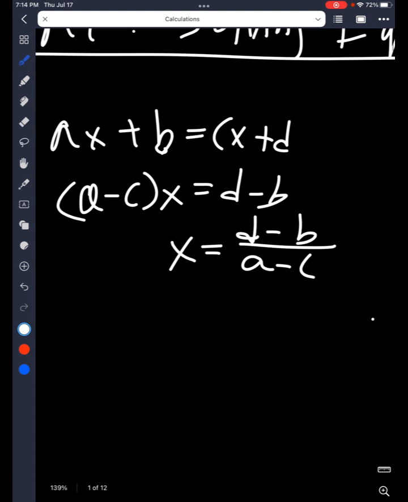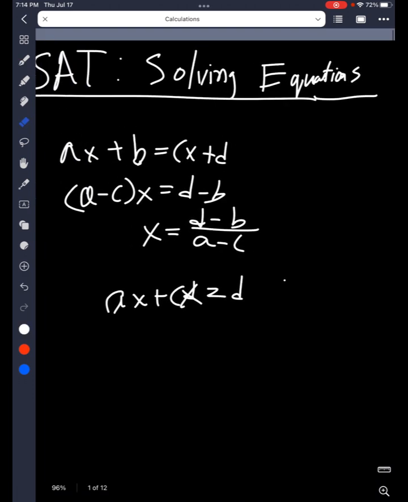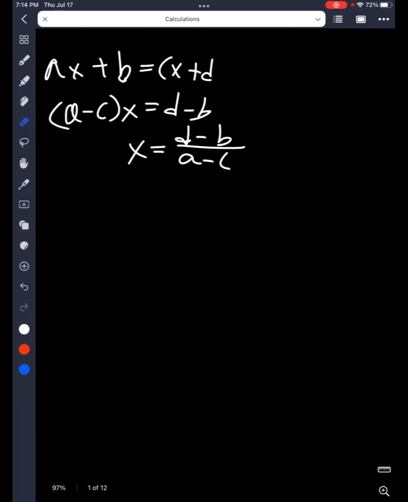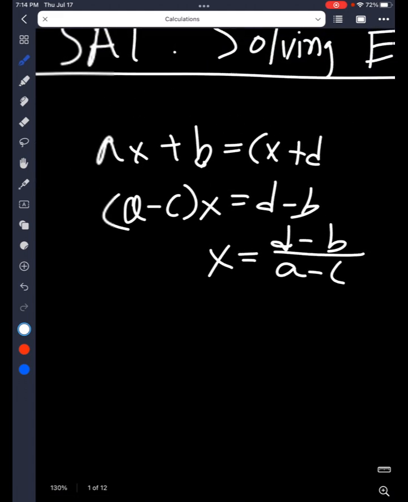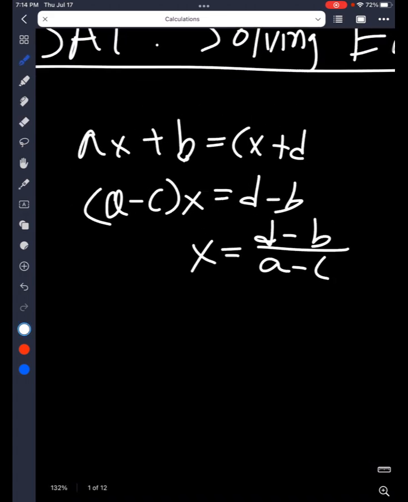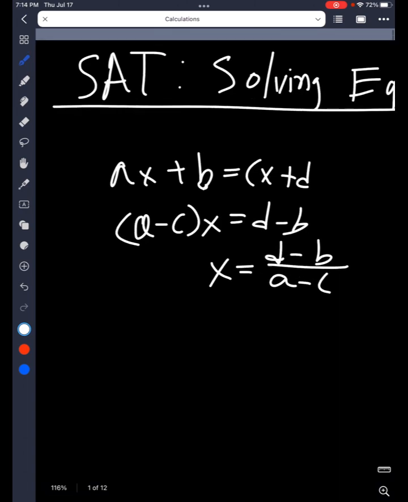Now, I know there are some cases where maybe ax plus cx equals d or something like that. Or maybe one of these terms is 0. Well, it doesn't really matter in this case. The only thing you should remember is if you're trying to use this outside of the SAT, then if these two are the same, then you have no answer. Okay, so yeah, that's the generalized formula for solving equations.